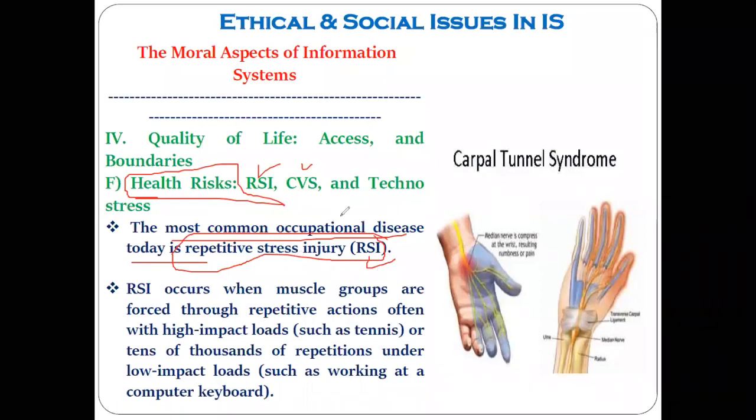Here I have mentioned the most common occupational disease. What does occupational mean? Related with some work that you are doing. That is the meaning of occupation. The most common occupational disease means the disease which is happening because of the work that you are doing daily. And that disease is repetitive stress injury.